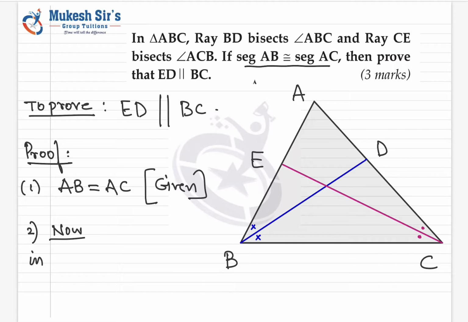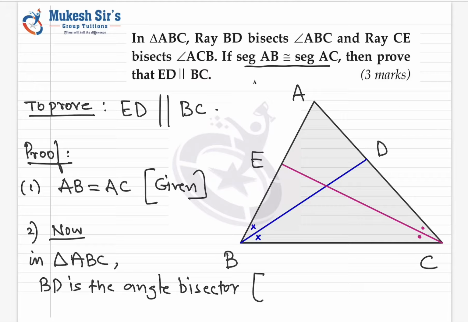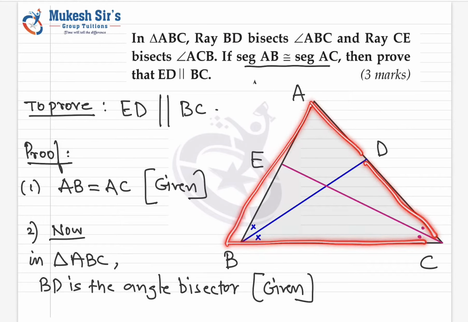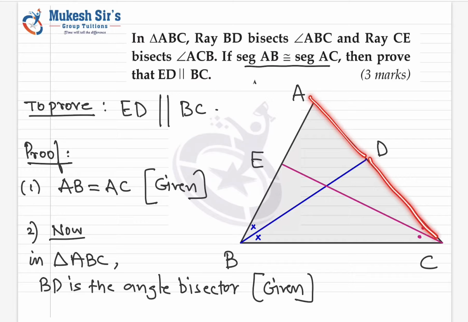So we write in triangle ABC, BD is the angle bisector, given. Now BD is the bisector. Come on, tell me. If BD is the bisector, then using the property, what will we get? AD upon DC is equal to AB upon BC. You will get AD upon DC is equal to AB upon BC.